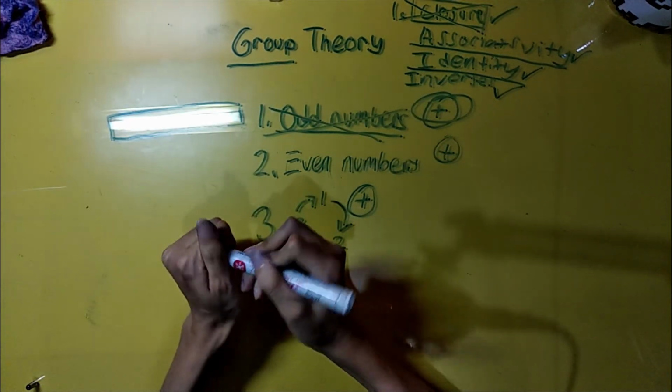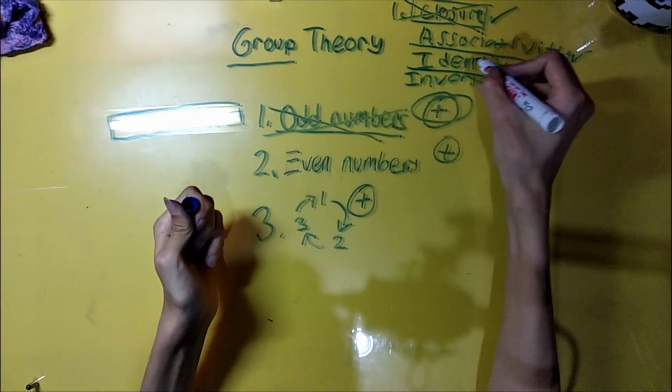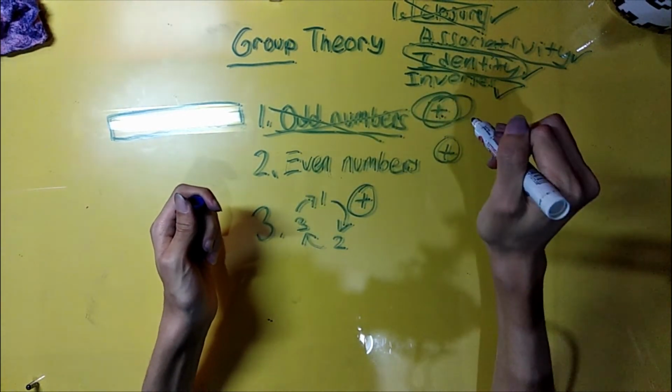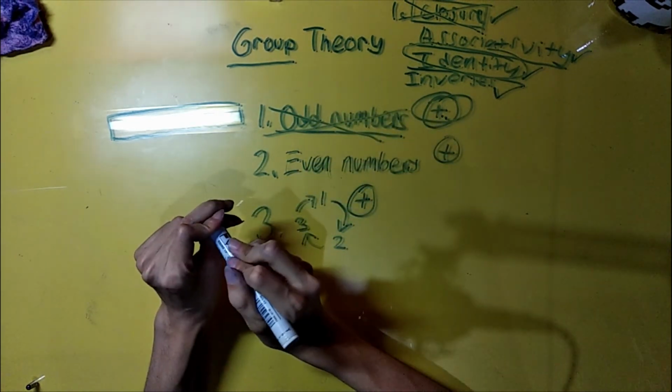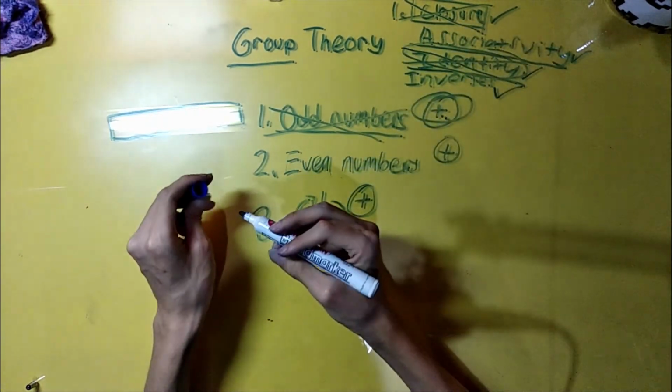Another important note on why this does not form a group is it does not have an identity. What's the identity under addition? It is 0. 0 is not part of the odd numbers because 0 is an even number. Therefore, it also does not satisfy the identity here.